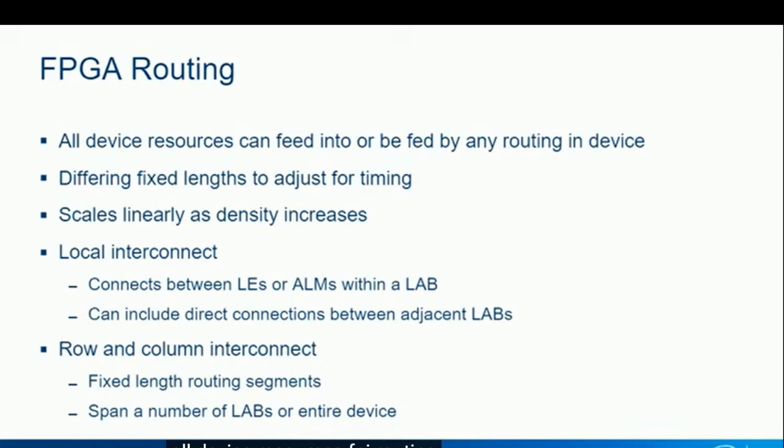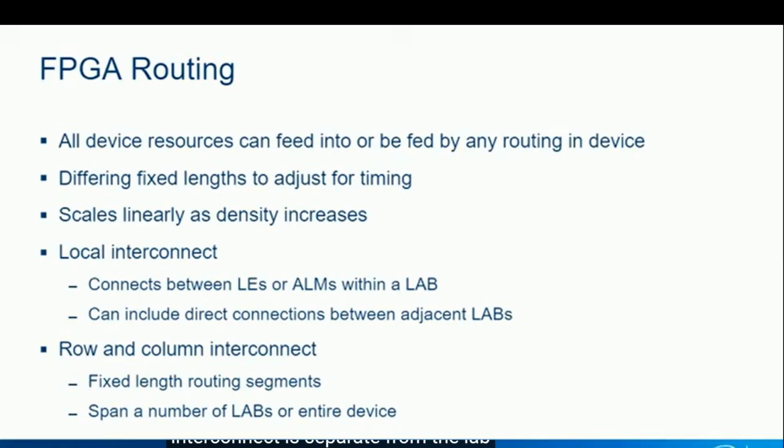FPGA routing channels can be divided into two types: local interconnect and row and column interconnect. Local interconnect routes directly between LEs or ALMs within a single lab while providing shortcuts, often referred to as direct links, between adjacent labs. This is almost analogous to the programmable arrays found in CPLD labs. But FPGA local interconnect is separate from the lab logic it serves.